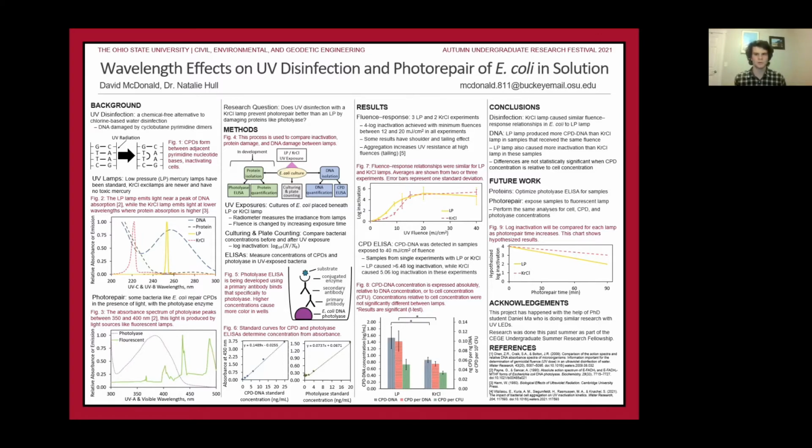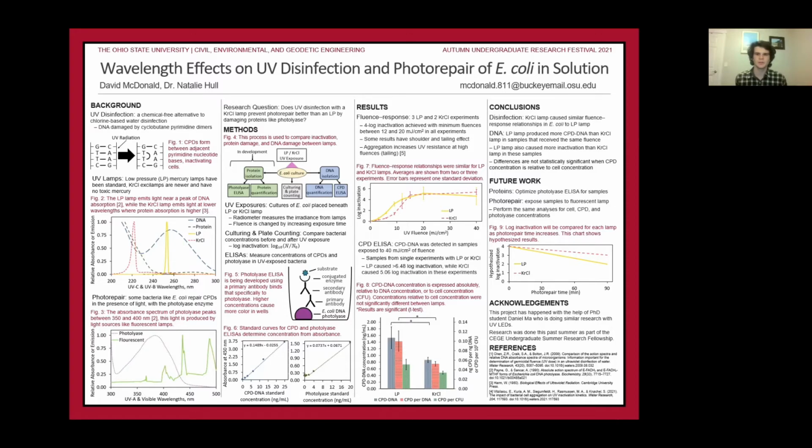The low-pressure mercury lamp is the standard for UV disinfection. Figure 2 shows how the peak emission of the low-pressure lamp at 254 nanometers overlaps with a peak of DNA absorbance. Protein absorbance is much higher at shorter wavelengths. The krypton chloride excimer lamp emits light in this range, with a peak wavelength of 222 nanometers. The krypton chloride lamp is also mercury-free.